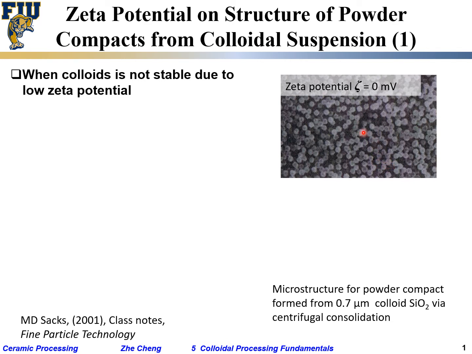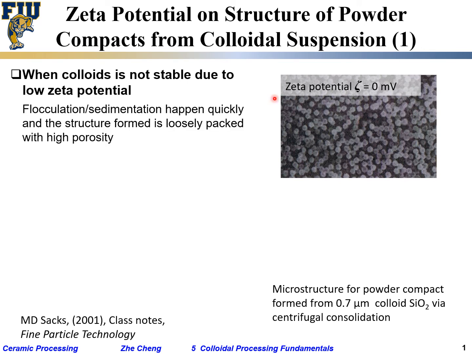Between particles, I don't have spheres. I have gaps. I have porosities, right? Okay. So this is kind of an SEM image for a flocculated or sedimented colloidal silica. For those, because the potential is low, sedimentation happens relatively fast, and the structure is loosely packed with high porosity.